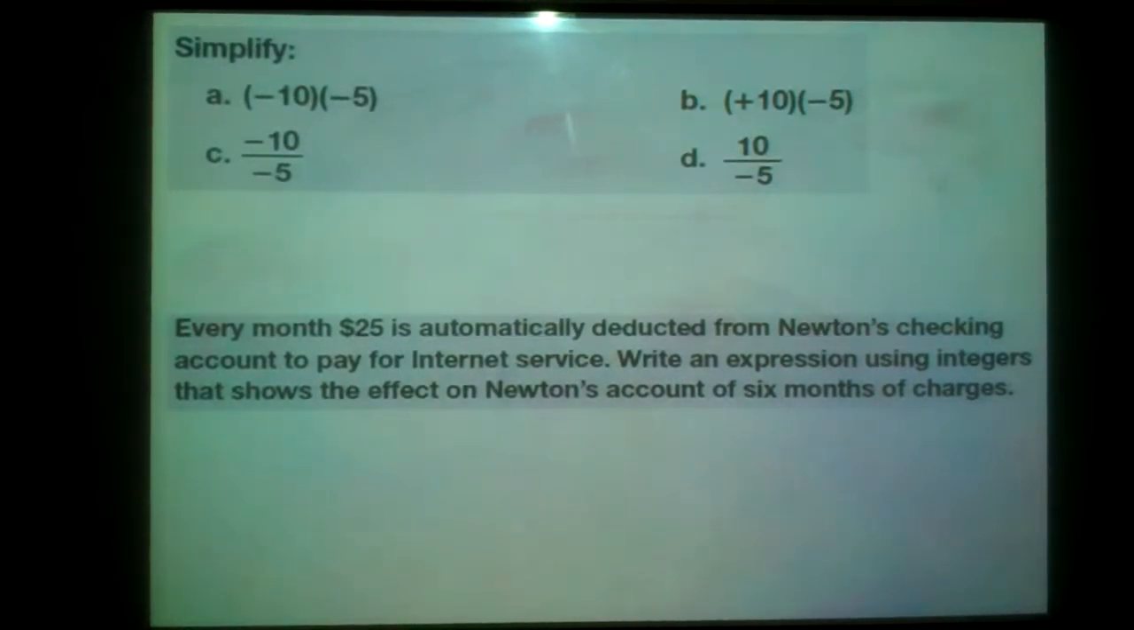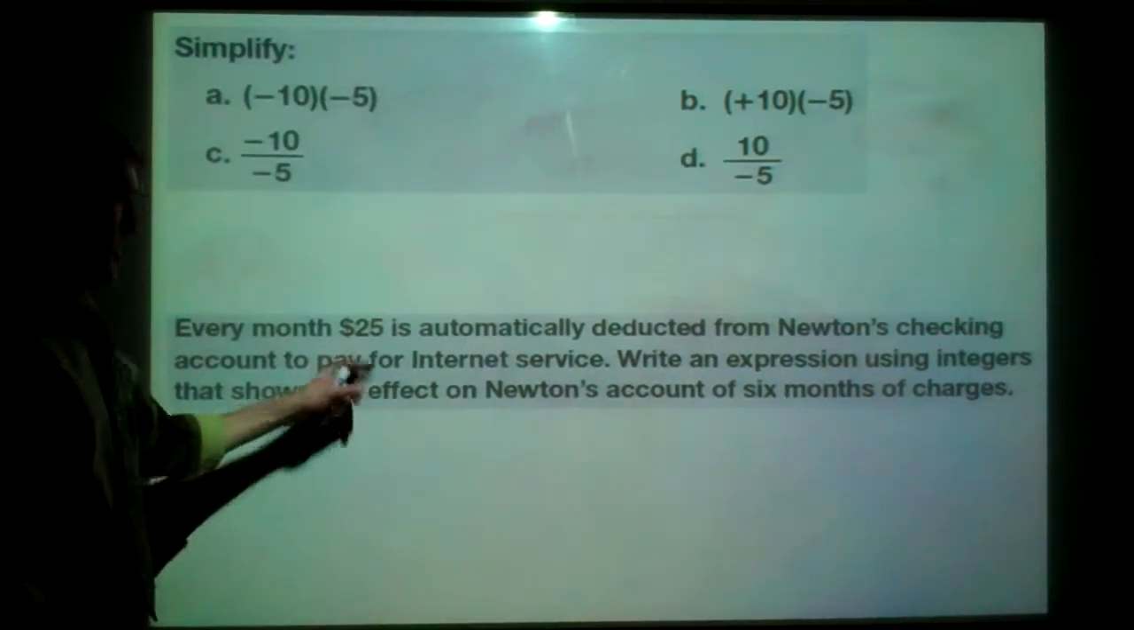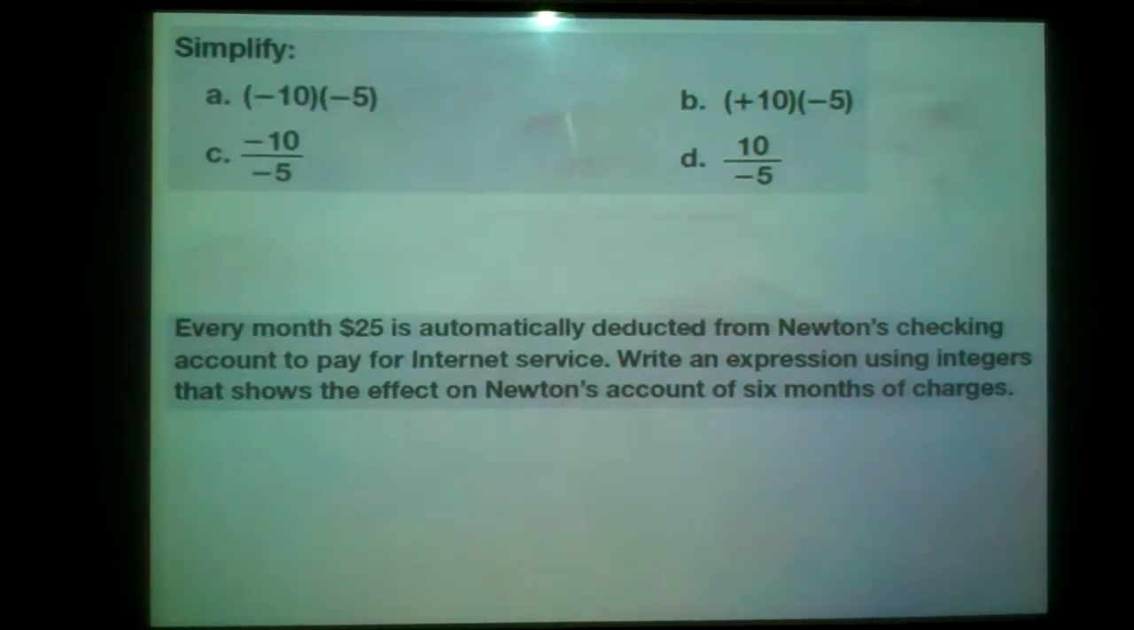So on his statement, if he gets a statement for a bunch of different months, we would probably see a negative 150 on there because that's what's being deducted from his account.